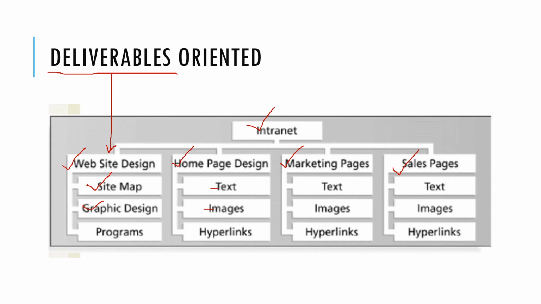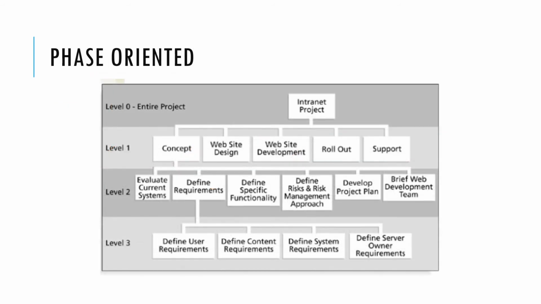Let's look into an example of the other kind of WBS. Now, this is a phase oriented WBS. And if you can see the same intranet project, right, will have concept phase, it will have website design phase, it will have development phase, it will have a rollout phase, and then it will have a support phase. So these are the different phases, right, of the same project. But this WBS basically divides the entire thing into phases. This is level 0, this is level 1.